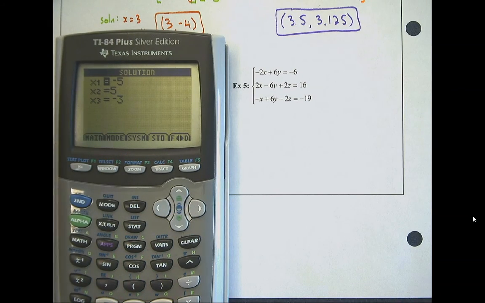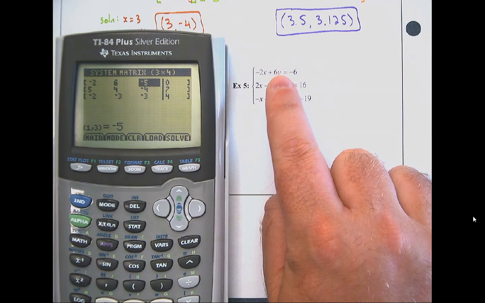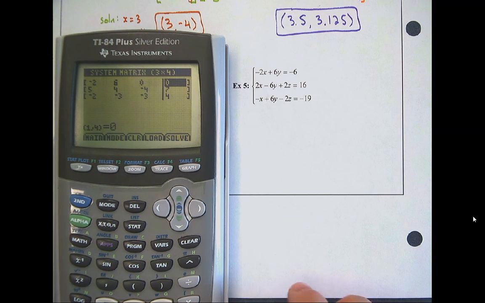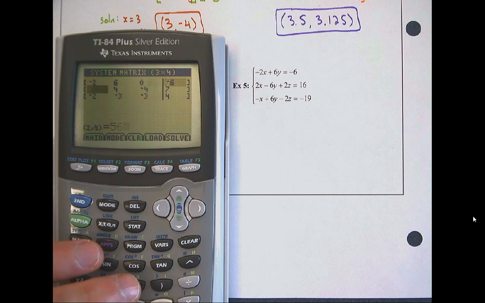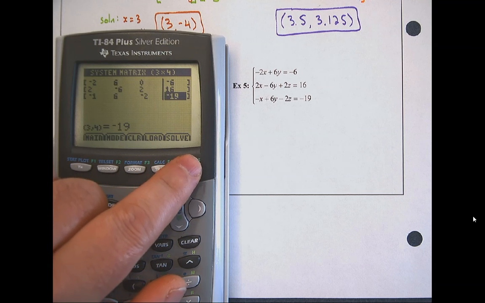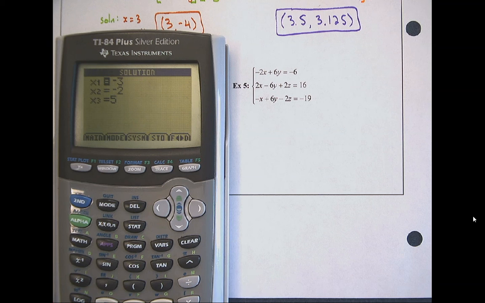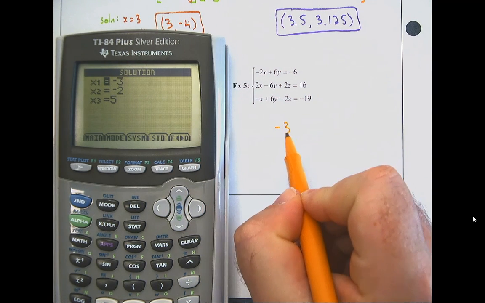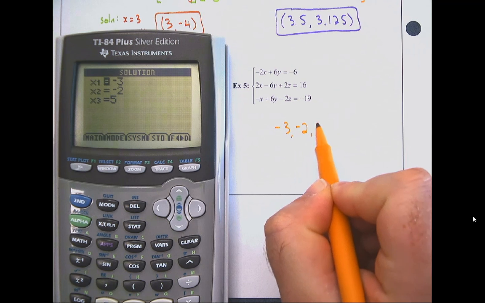All right, let's say I want to do polysimult. I want to hit system because that takes me back here. And then I'm going to put in all the numbers, -2, 6. Oh, interesting. There's no z value, so I've got to still save that place with a 0. Then the second row is 2, -6, 2, and then 16. And then -1, then a 6, a -2, and a -19. I've got all my coefficients in. Now I can just hit solve, and we get -3, -2, and 5.